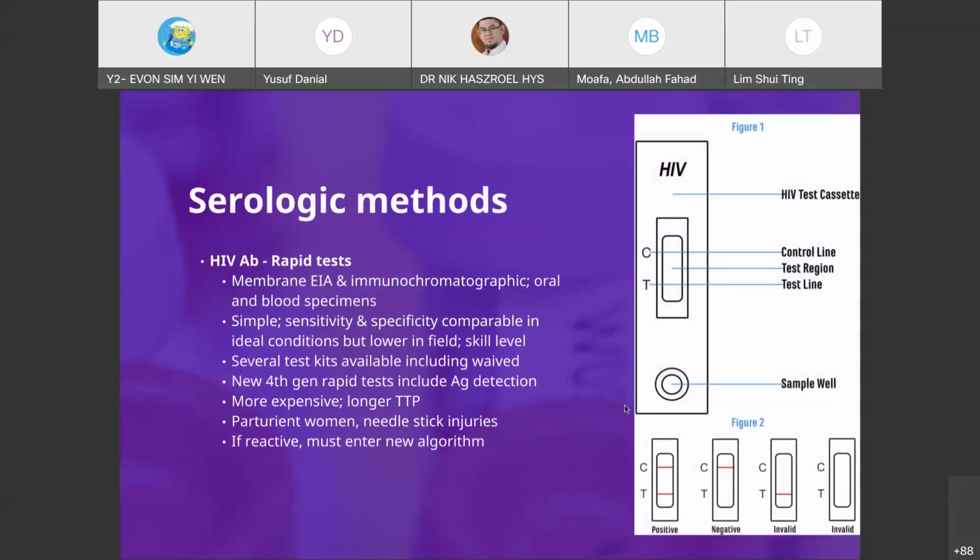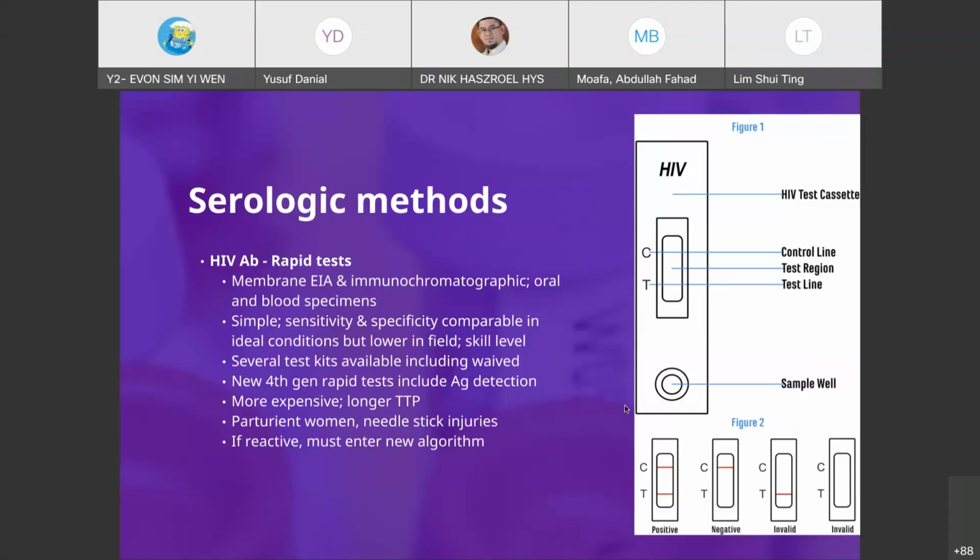So we also have rapid tests, and these are membrane enzyme immunoassays and immunochromatographic tests. They can be done with oral or blood specimens. So they're very simple to do. They're like a COVID self-test almost. They have good sensitivity and specificity actually, but this is only in ideal conditions. So if they're done by laboratorians in a clinic or in the ER, it's not really a good test. That's why it has lower sensitivity and specificity in the field, so in the medical field.